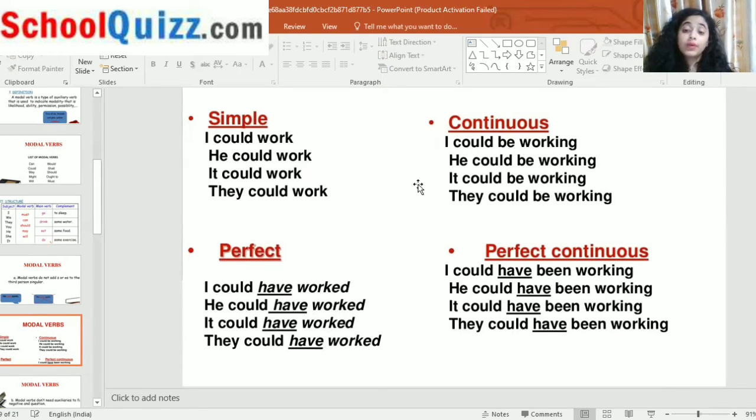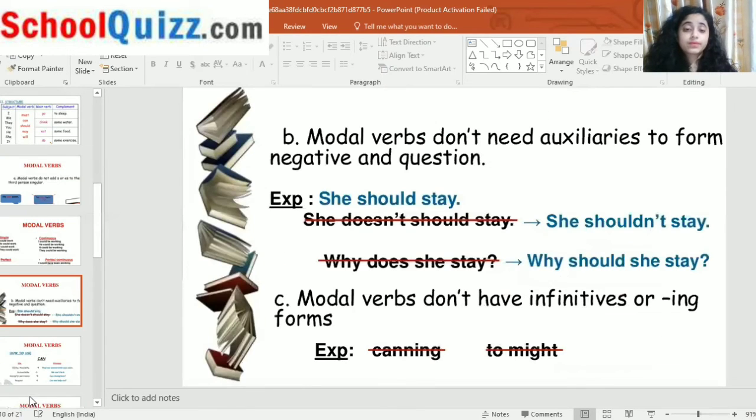He could have been working. It could have been working. And they could have been working. Like that, these are your modal verbs. Just see that, four types: simple, continuous, perfect, perfect continuous. Just remember, if you are thorough with the tenses, you will find the modals so easy that you will not have to worry about doing them well in exams and everything.